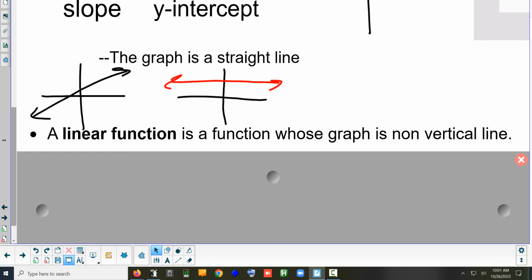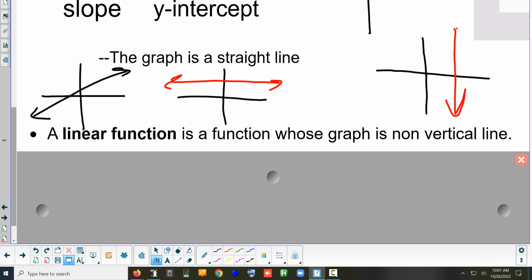So a linear function is any type of line that is not up and down. Cannot be vertical. Think about what would happen if it was vertical. Draw a vertical line. Now, let's see if that's a function using the vertical line test. There's my line. I'm going to drag through it.